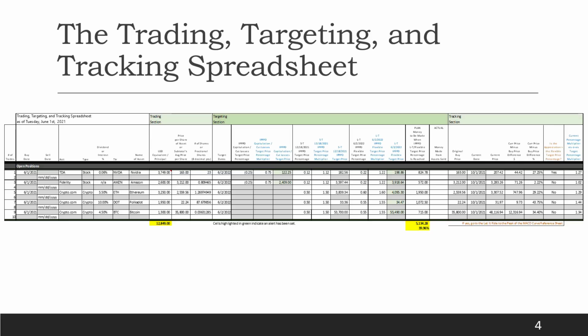In our simulation, it is buy date Tuesday, June 1st, 2021. We will be using this trading, targeting, and tracking spreadsheet. Let's take our time and really understand this Excel spreadsheet.